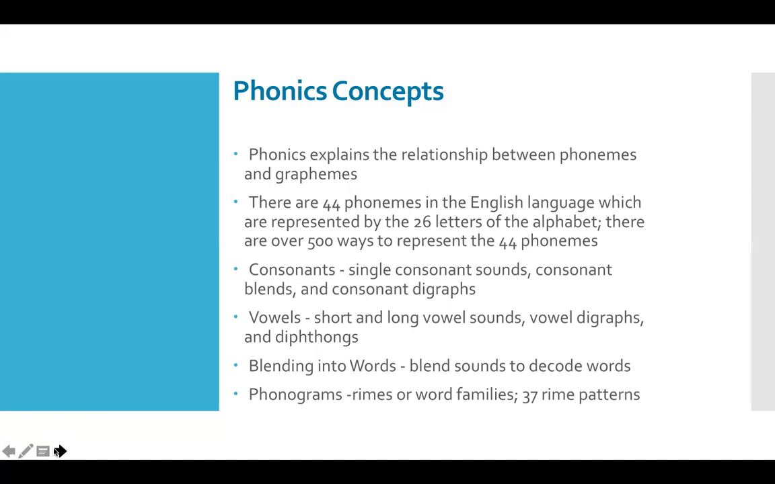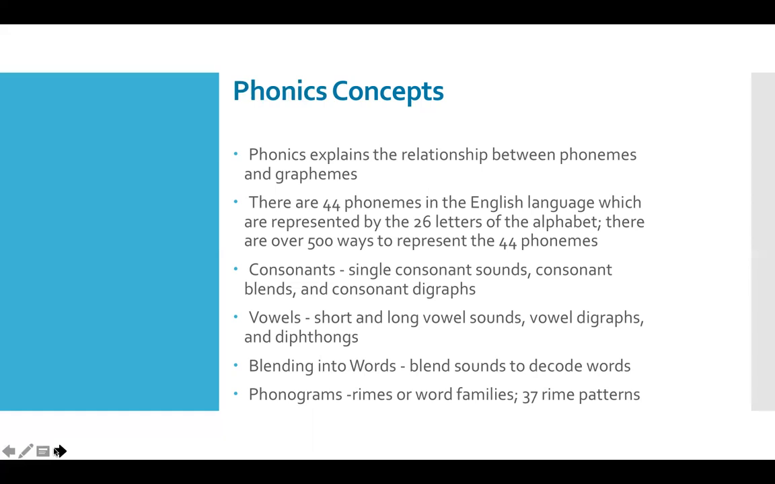Consonants, we have single consonant sounds, consonant blends, and consonant digraphs. Vowels, we have short and long vowel sounds, we have vowel digraphs, and we have diphthongs, right? Blending into words. We blend sounds to decode words, and phonograms are rhymes or word families, and there are 37 rhyme patterns. Beginning readers and writers depend on the sounded out strategy to decode and spell words.